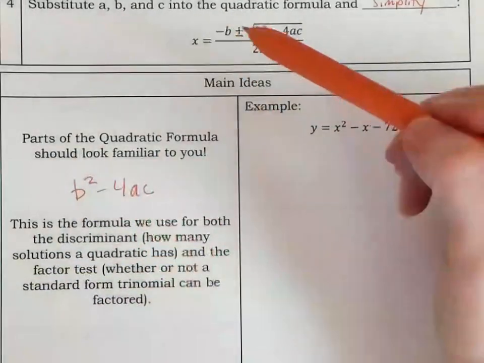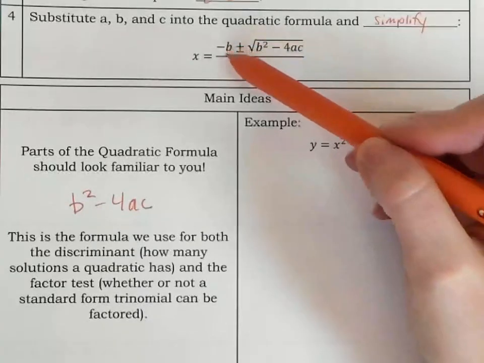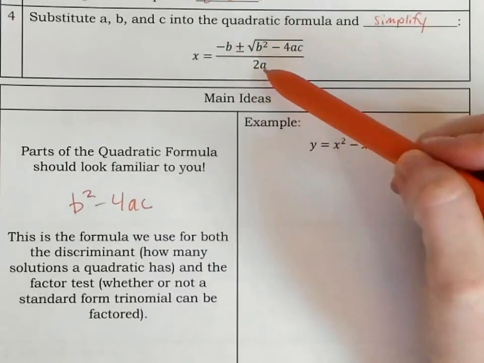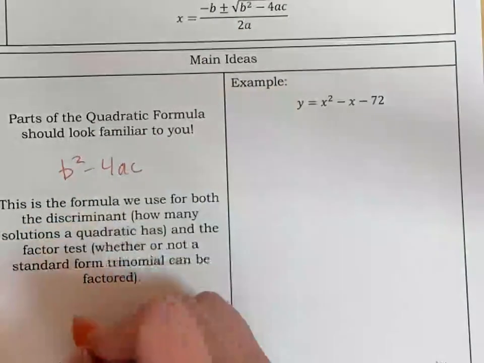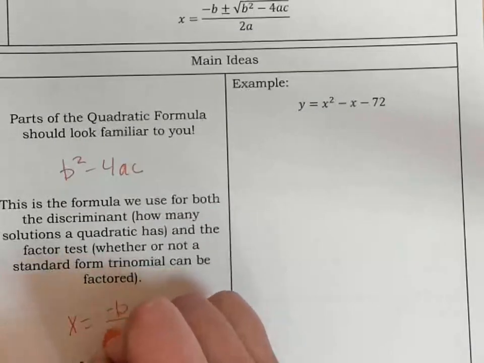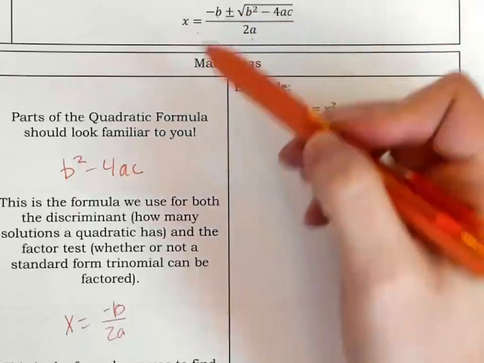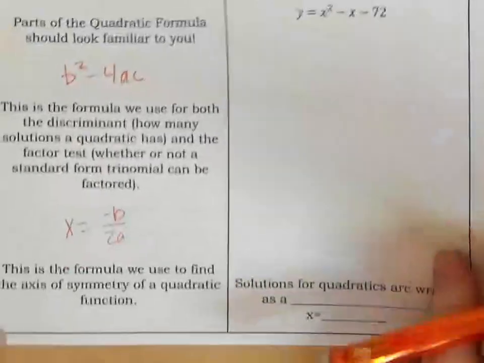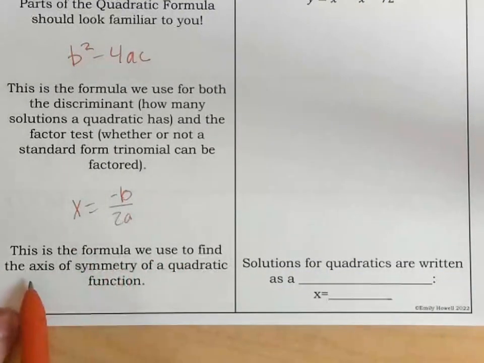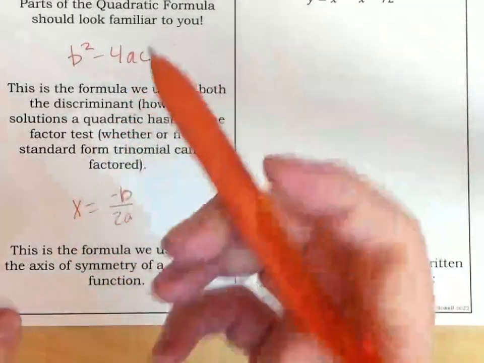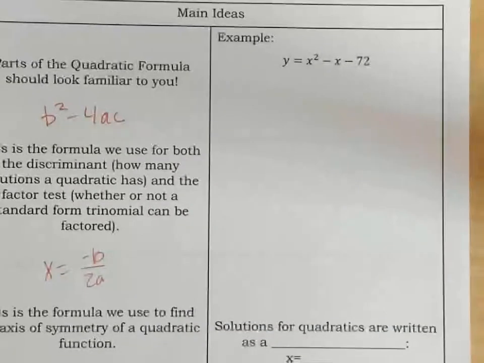But not only that, this first part of the numerator and the denominator, x equals negative b divided by 2a, should also look familiar, and it should because this is the formula that we use to find the axis of symmetry of a quadratic function. So these pieces create the quadratic formula and allow us to solve a quadratic just with one formula.